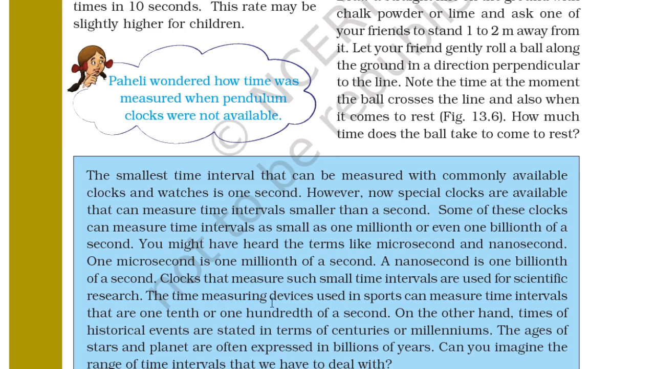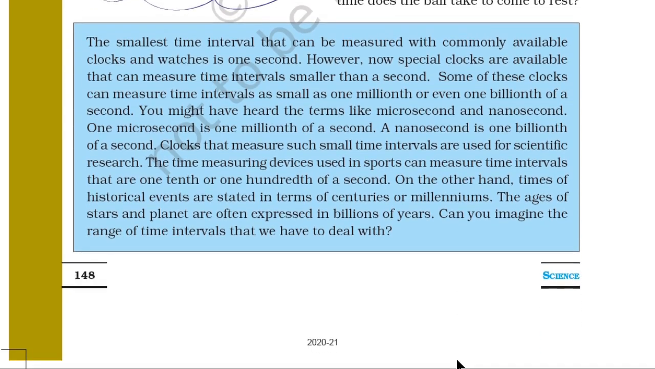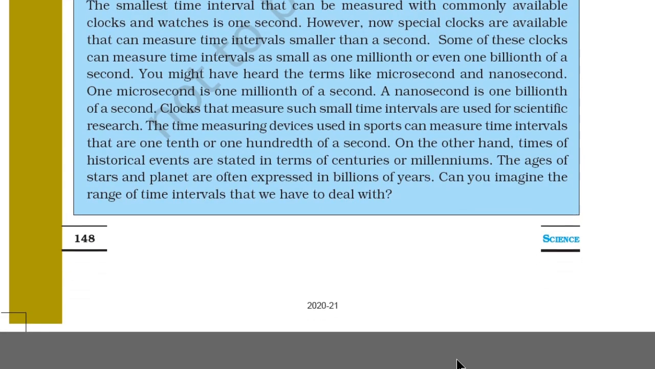The time measuring devices used in sports can measure time intervals that are 1/10 or 1/100th of a second. On the other hand, times of historical events are stated in terms of centuries or millenniums. The ages of stars or planets are often expressed in billions of years. Can you imagine the range of time intervals that we have to deal with? So the range is very high for different purposes.